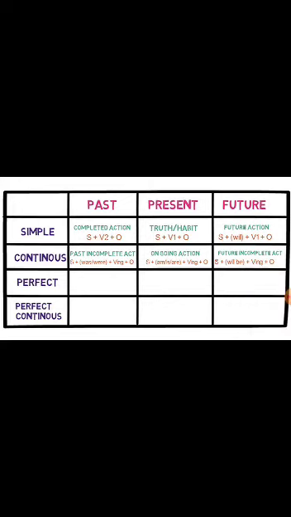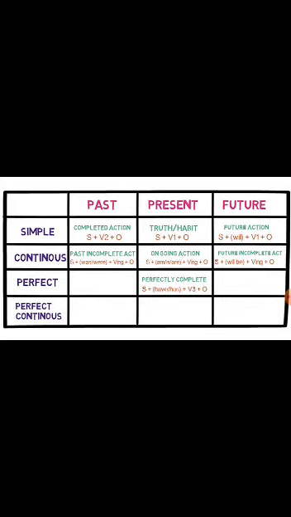In the present perfect tense we refer to perfectly completed activity, that is, the activity that had started in the past and is still valid in the present. Sentence structure of it will be subject plus have or has plus verb's third form plus object.